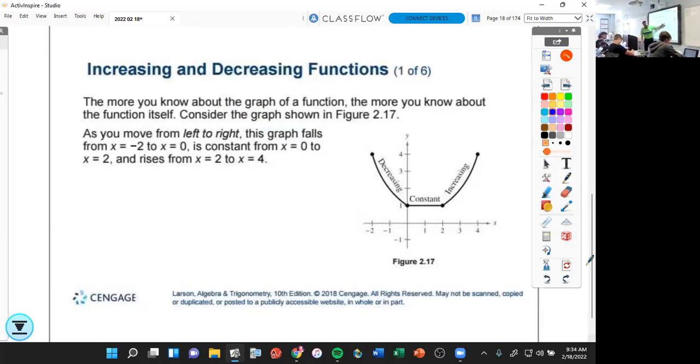as we move from -2 to 0, and when we're talking about increasing or decreasing or constant, we always talk about moving left to right. As we go from -2 to 1, the graph is going down, therefore it's decreasing. As we go from 0 to 2, the graph's not going up or down, so it's constant. From 2 to 4, the graph is going up, so we call it increasing. So again, when you're talking about increasing and decreasing functions, we're only talking about going left to right. Don't go backwards on me, okay?